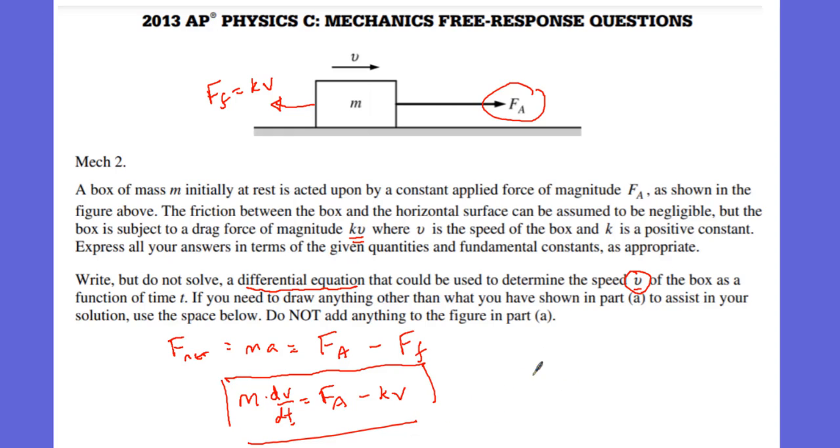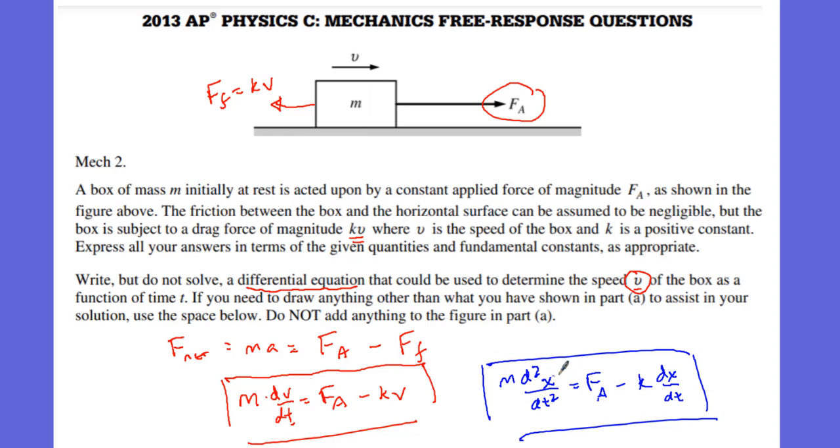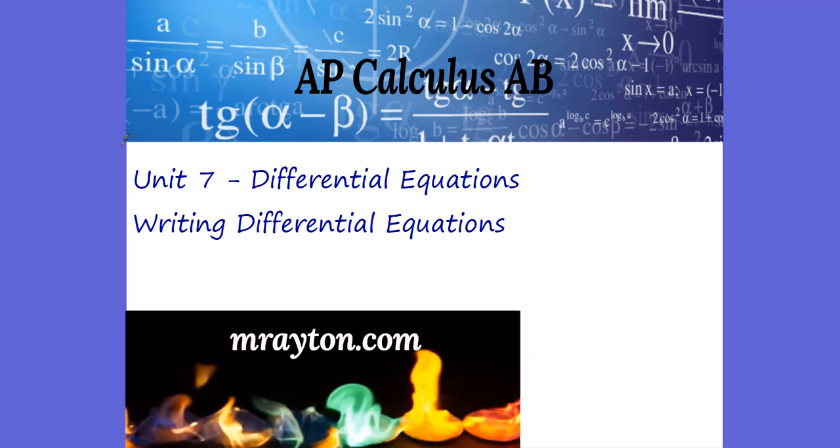Now, we could write this differential equation to solve for the position, and that would be m times d squared position over dt squared equals Fa minus k, and what is velocity? It is dx over dt, and that would be my position function right there. Because acceleration is the second derivative of the position, the velocity is the first derivative. But here, as this AP Physics C question is asking, the acceleration is the change of the velocity with respect to time. And that is called setting up a differential equation.